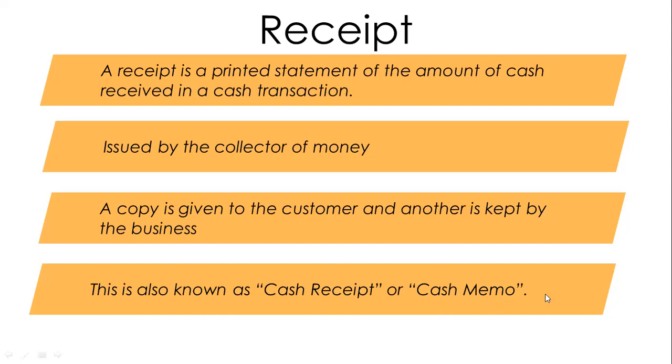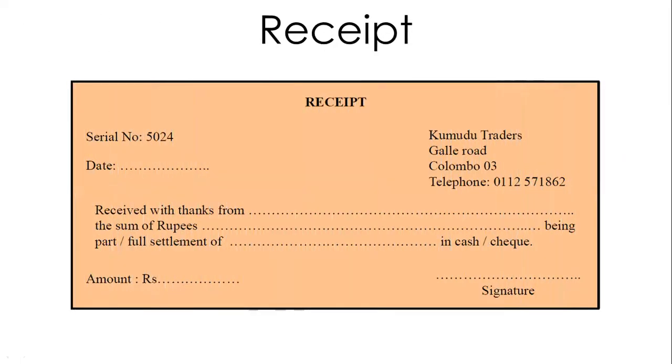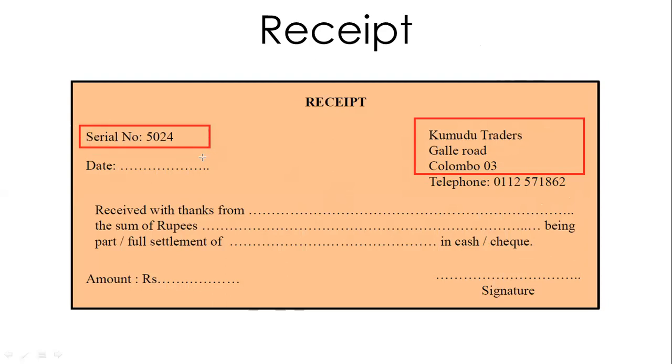Okay, good. Now, this is the format of a receipt. The format can be changed, right? But these are the common information that is found. Normally, this, Kumudu Traders, is recognized as the name of the collector. Collector name. And this is the serial number of the receipt. Receipt number.